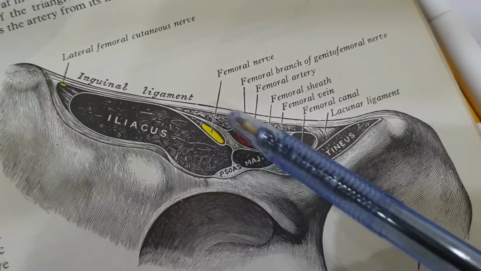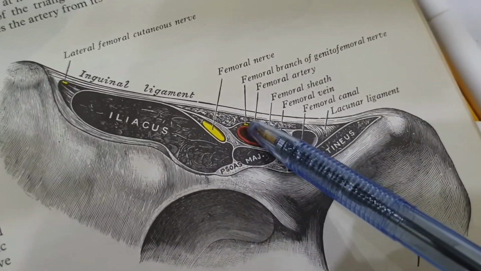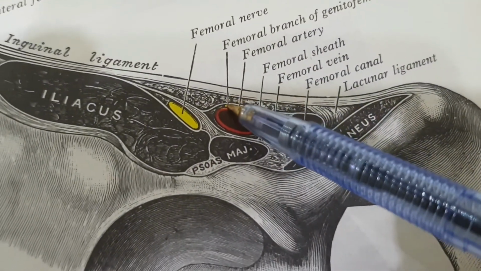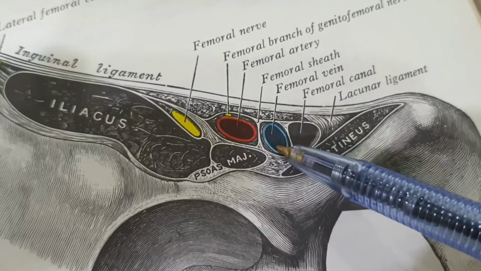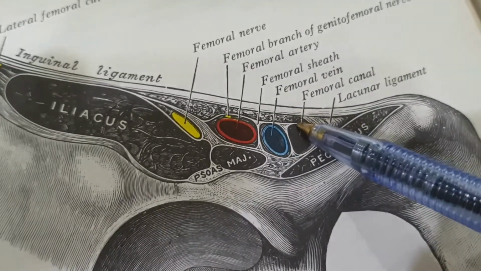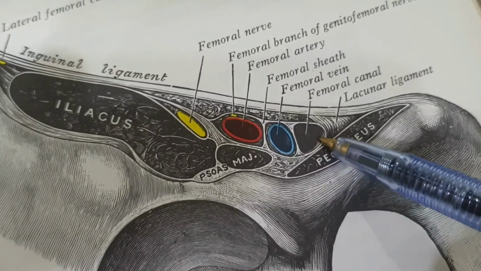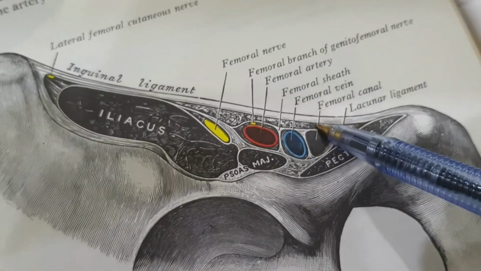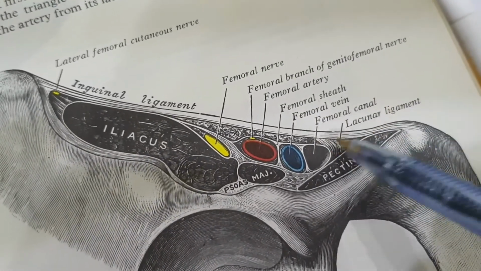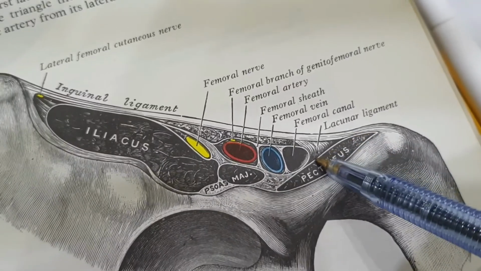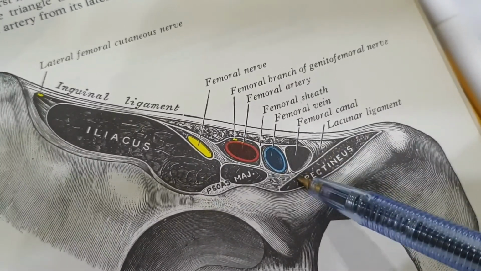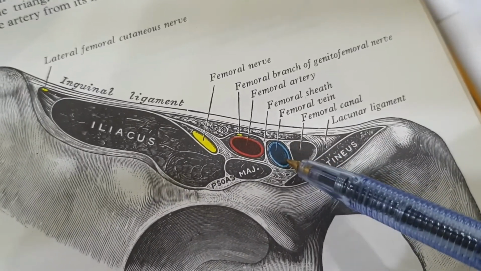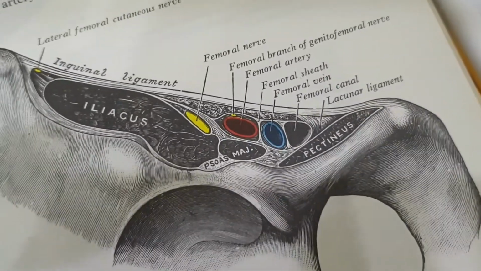This is the femoral nerve lying behind the femoral sheath. This is the arterial compartment having the nerve, the femoral branch of the genitofemoral nerve along with it. This is the venous compartment containing the femoral vein, and this was the femoral canal, and you can see the boundaries of femoral ring over here. Anteriorly, it is bounded by the inguinal ligament. Medially, it is bounded by the lacunar ligament, which is the extension of the inguinal ligament onto the pectineal line. Posteriorly, it is bounded by the pectineus and the fascia covering the pectineus, and laterally, it is bounded by the septum, which separates it from the venous compartment of the femoral sheath.